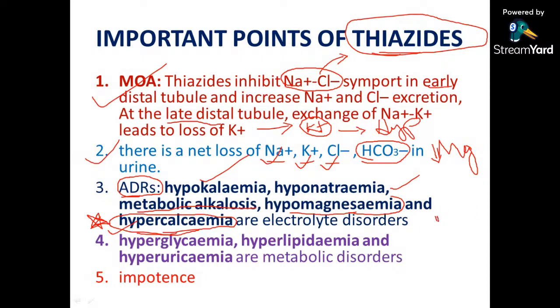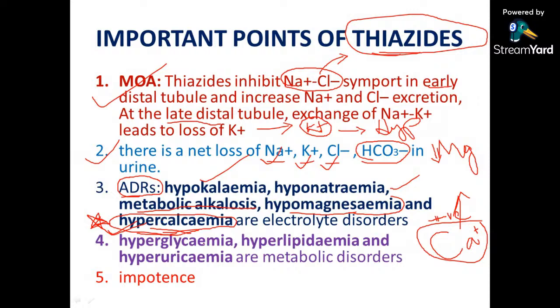Remember this point. Thiazide diuretics will cause reabsorption of calcium from the body, from the urine actually, and by that it will increase the calcium levels. So if any patient is having hypocalcemia, or if the patient is having osteoporosis, in those cases thiazide diuretics will be the drug of choice, especially in older populations, because it is reabsorbing calcium and it is causing hypercalcemia. This is a very important point.